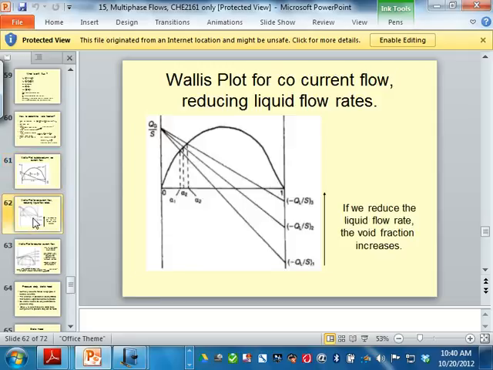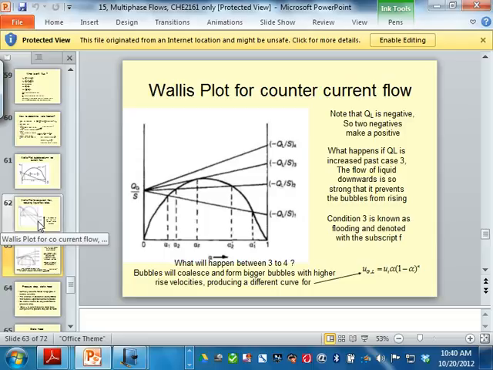If we increase the co-current flow, and we increase the liquid flow rate, the liquid is also flowing in the same direction as the bubbles. Alright, we use the liquid flow rate, so it's reducing, it's going this way. The void fraction increases. And finally, that's why not this one wouldn't make sense.